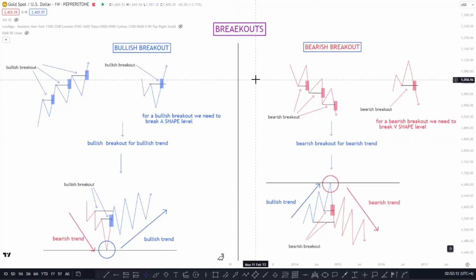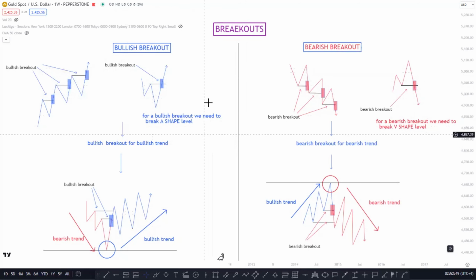A breakout happens when the price moves through one of our levels, the A-shape level and the V-shape level. These tell us where the market wants to go and where the buyers and sellers are entering the market. A bullish breakout means the price wants to go up and the buyers are entering the market. A bearish breakout means the price wants to go down and the sellers are entering the market.